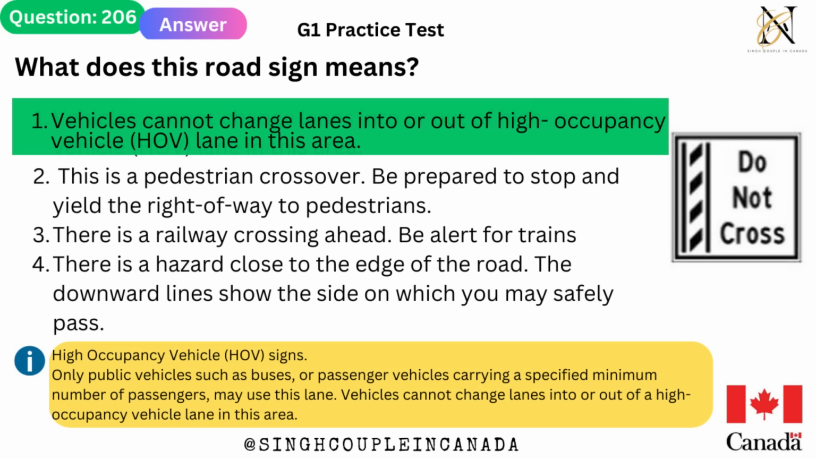The answer is 1. Vehicles cannot change lanes into or out of a high occupancy vehicle, HOV, lane in this area. High occupancy vehicle, HOV, signs. Only public vehicles such as buses, or passenger vehicles carrying a specified minimum number of passengers, may use this lane. Vehicles cannot change lanes into or out of a high occupancy vehicle lane in this area.